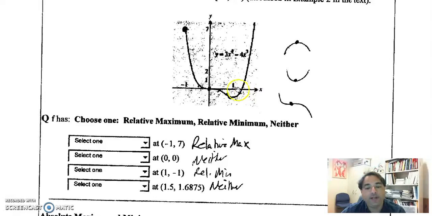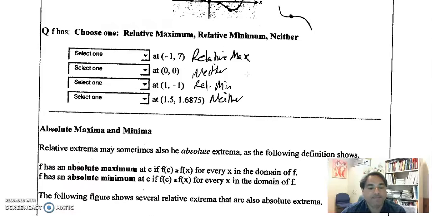If you look at the point (1, -1), that looks like a low point, and again, we look to the left, the graph is higher. We look to the right, the graph is higher. That would be a relative min. And if you look at the point (1.5, 1.6875), it's where the graph is going up. So to the left of it will be lower, to the right of it is higher. That would be neither a max nor a min in that case.